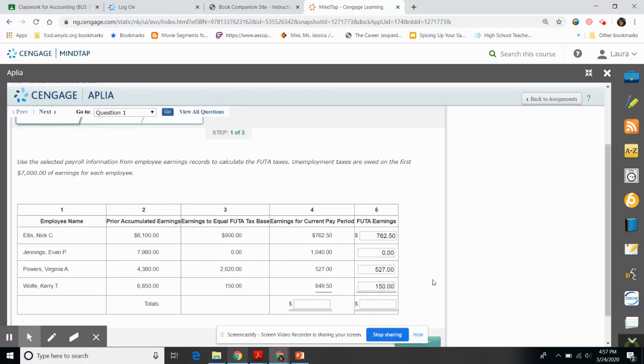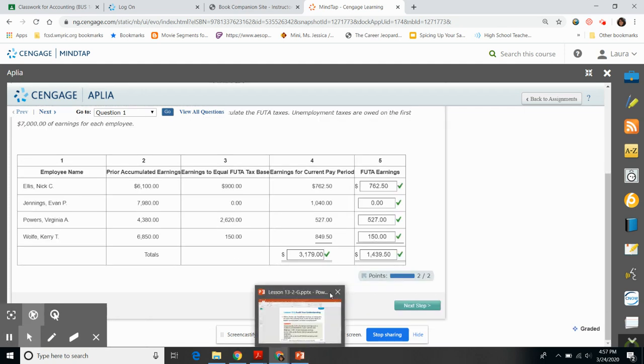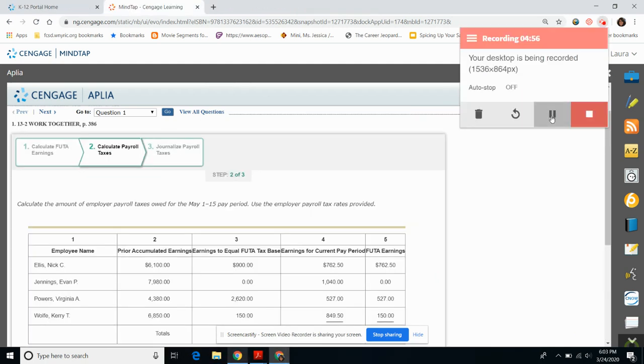We add up these 2 columns to get the numbers for the total. Okay, so this is when we add them together. This column ends up being $3,179 for the current pay period, and the FUTA earnings total is $1,439.50.